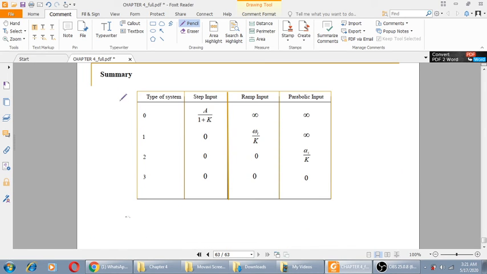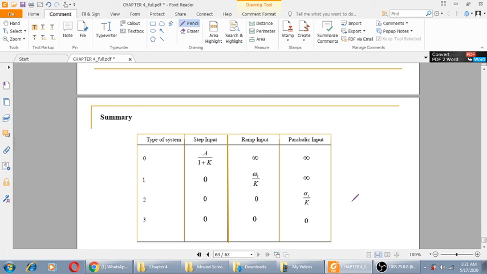So finally we have one summary. You can see that for system types 0, 1, 2, 3, if it is a unit step input, then for a type 0 system, e_ss will be 1 divided by 1 plus K. For the ramp input it will be infinity, and for the parabolic input it will be infinity. If it's a type 1 system, this is the one. If it's a type 2 system, then this is the summary. Okay, that's all.